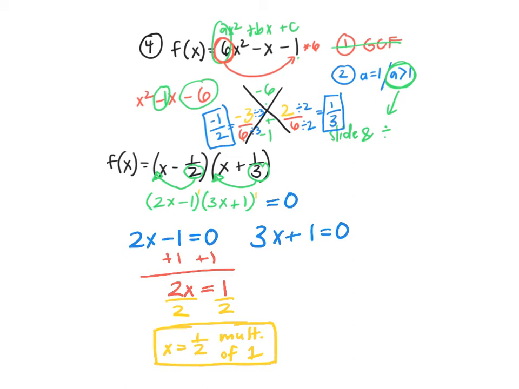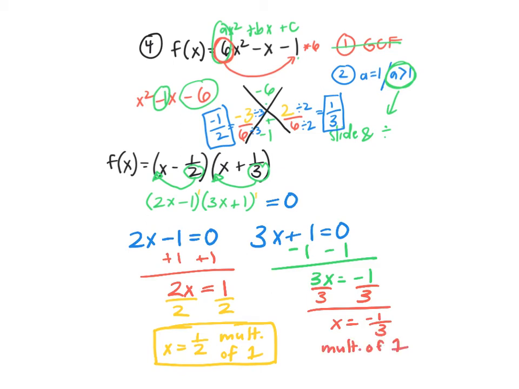For my second equation, we have 3x plus 1 equals 0. We'll subtract 1 from both sides. We get 3x equals -1. We'll divide both sides by 3, and we get x equals -1/3. And for this one, remember, you have a multiplicity of 1. And that is your final answer.